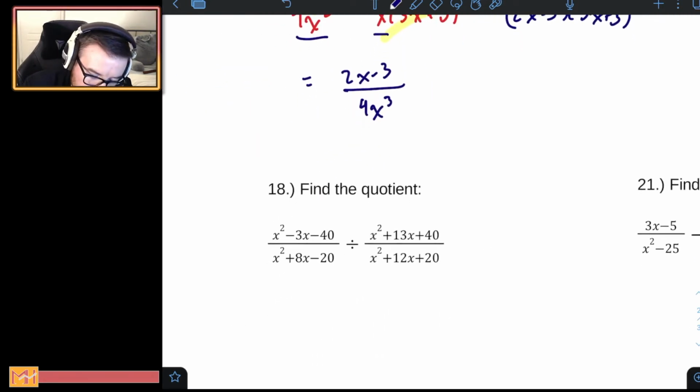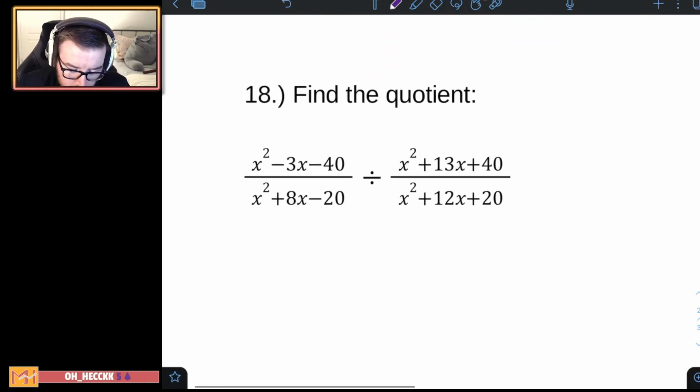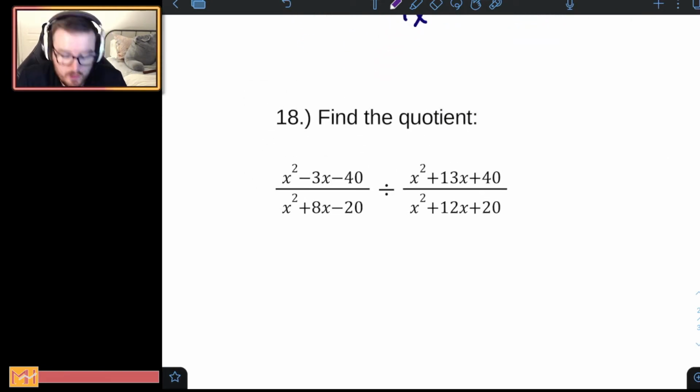Find the quotient. I don't know if I'm going too quick or too slow. I wish you could let me know, but you can't. But there's a lot of factoring on this one, so let me maybe go especially slow on this one in case I lost you on any of the factoring. I really want you to feel comfortable with the factoring.